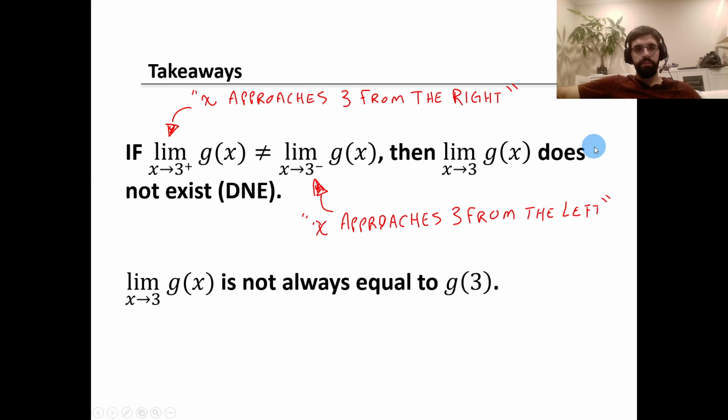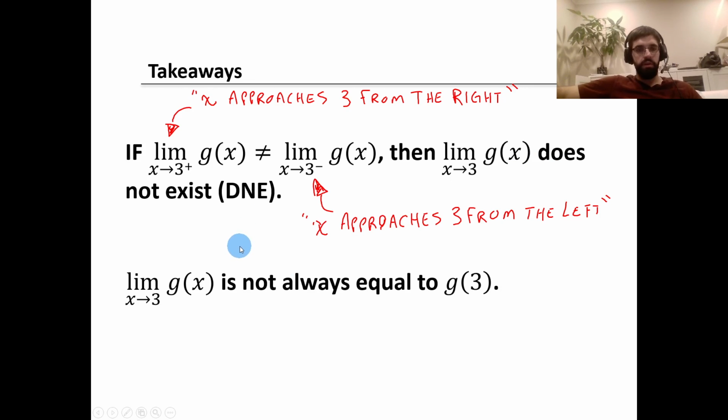So takeaways. One of the big takeaways from this is that for the limit to exist, the limit as x approaches 3 from the right, for example, has to be equal to the limit as x approaches 3 from the left. If the limit from the right and the limit from the left aren't equal, then the limit itself does not exist. That's a big takeaway.